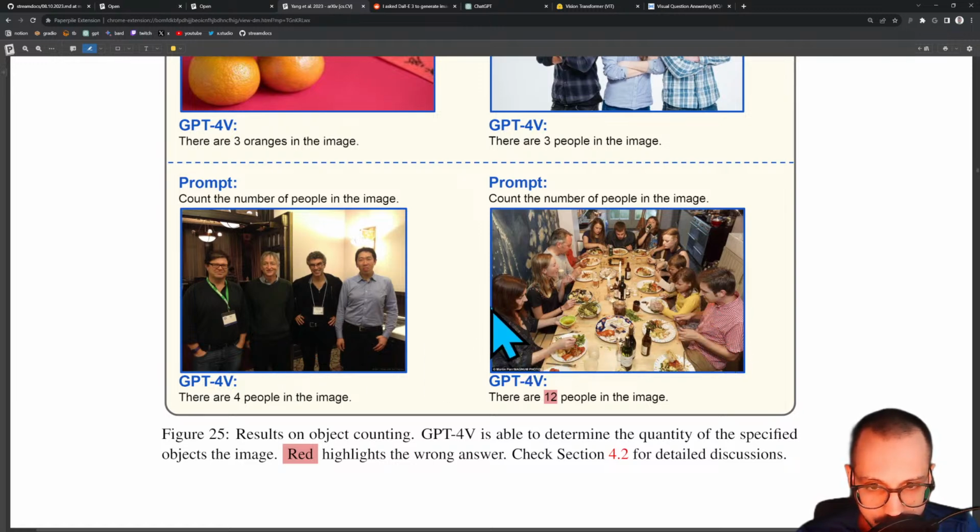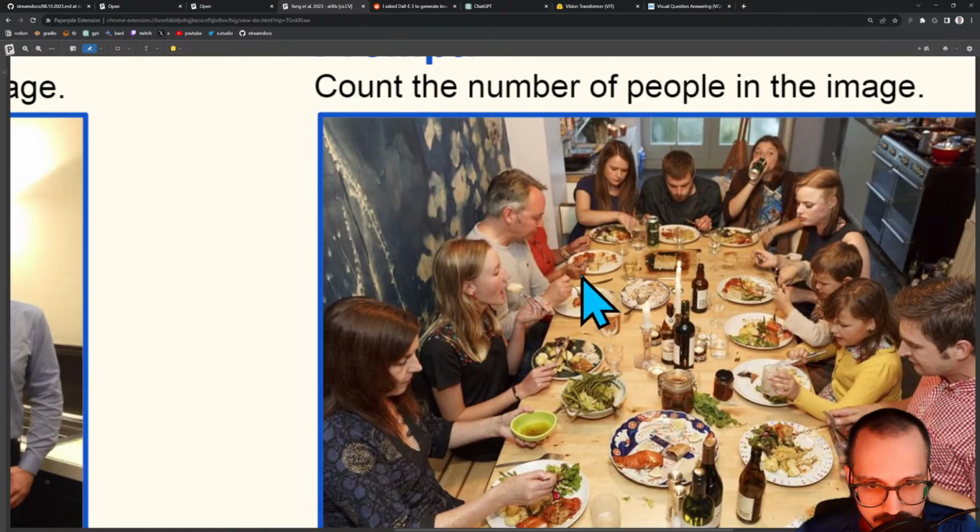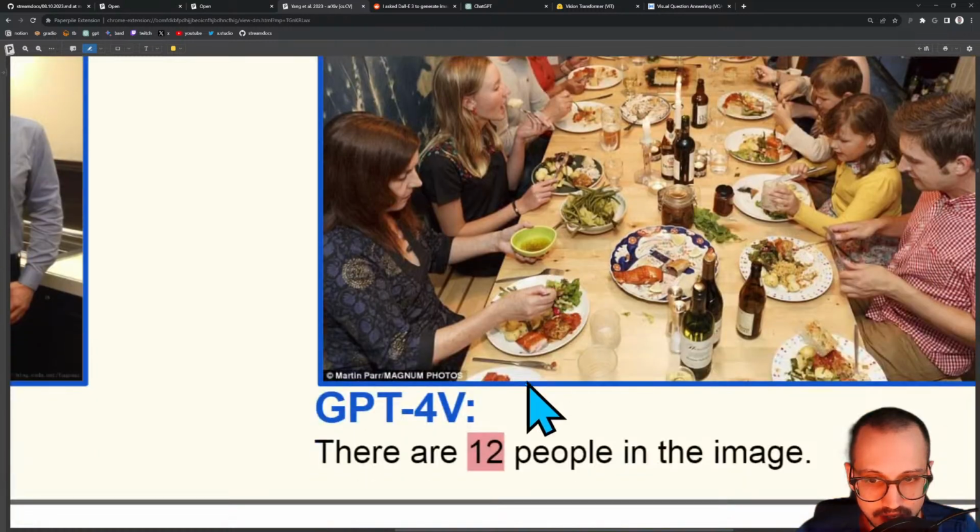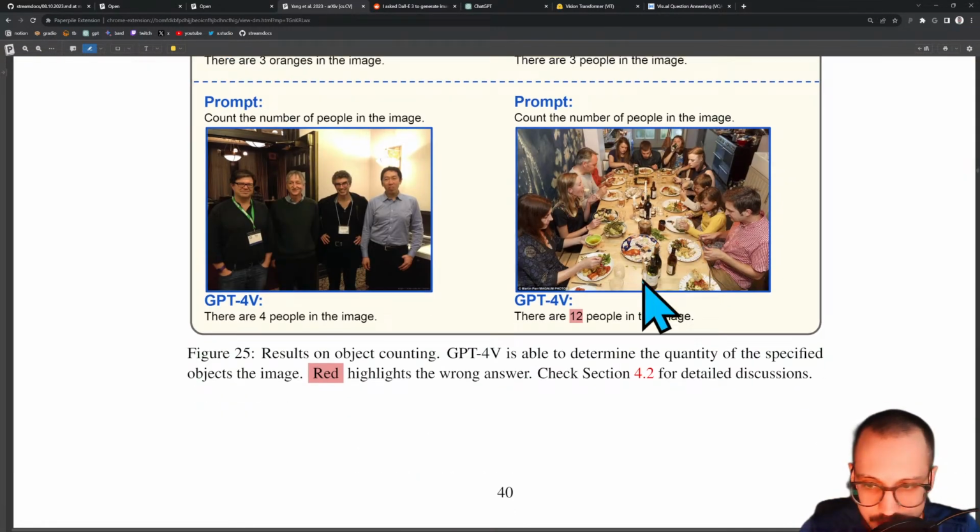So we got this one wrong. 1, 2, 3, 4, 5, 6, 7, 8, 9, 10, 11. So it counted 12, but there's not 12. There's 11. Some of these are really hard, though, because look at that. There's a person right here, and there's probably a person right here because there's a plate. So I don't know. Is GPT really wrong there?